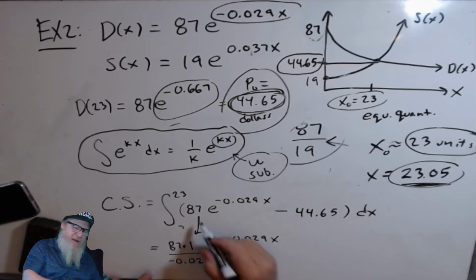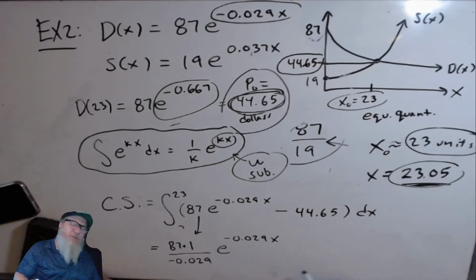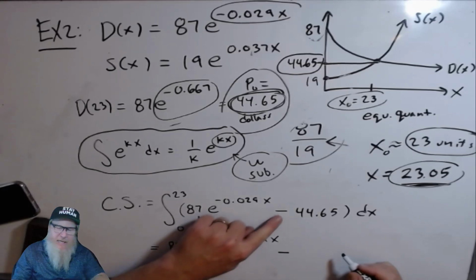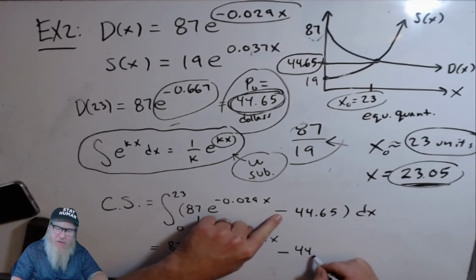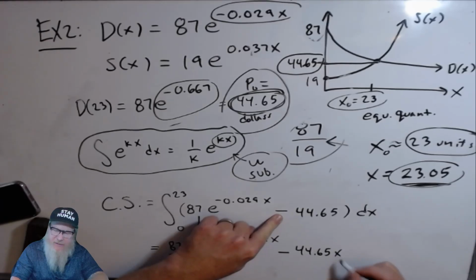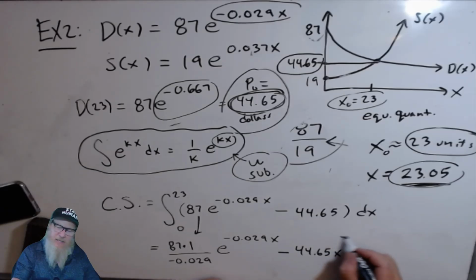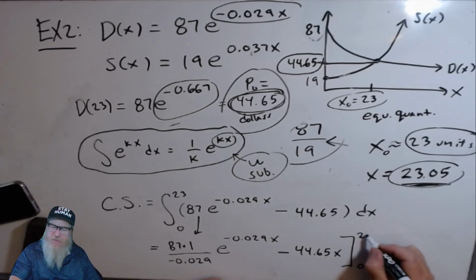So where did the 87 go? It goes outside and then it multiplies by the 1. All right. Minus the integral of $44.65 is just 44.65x. And we'll integrate that from 0 to 23.